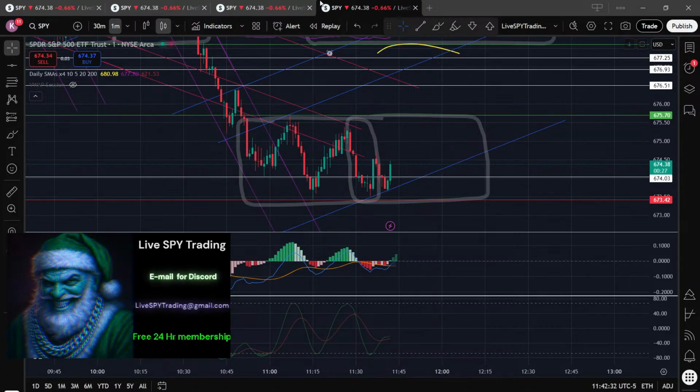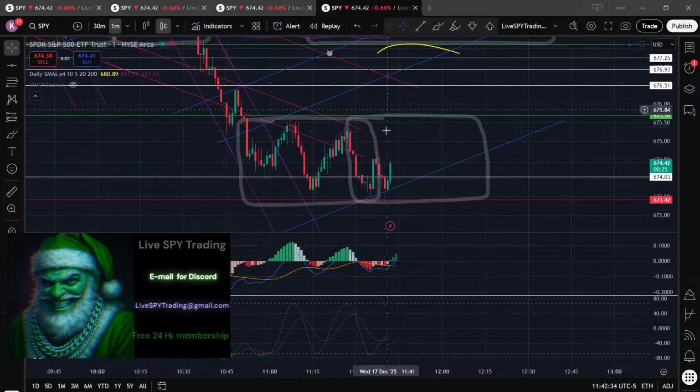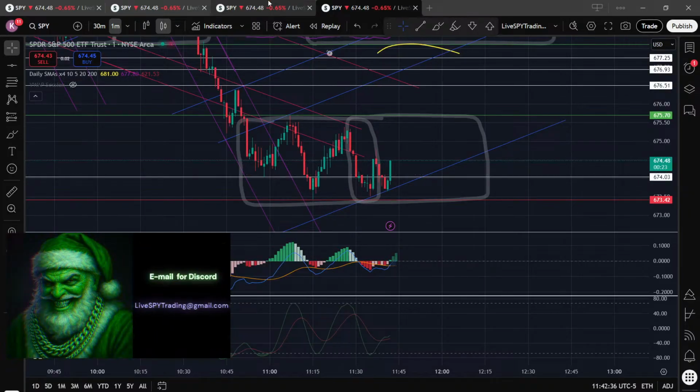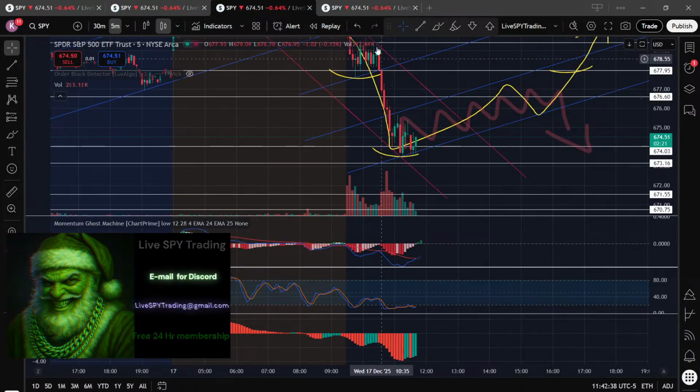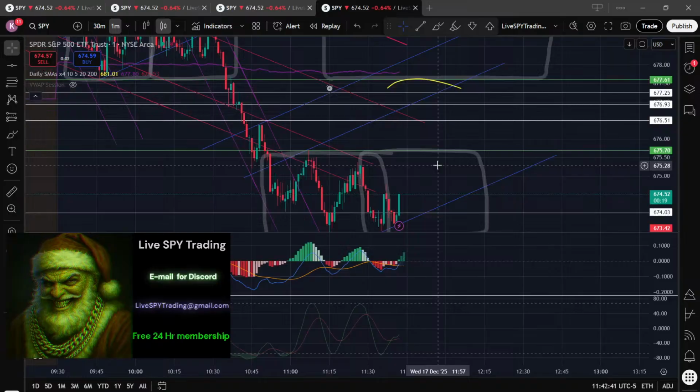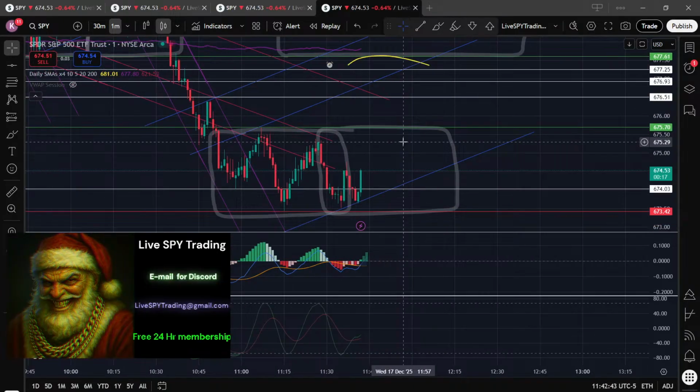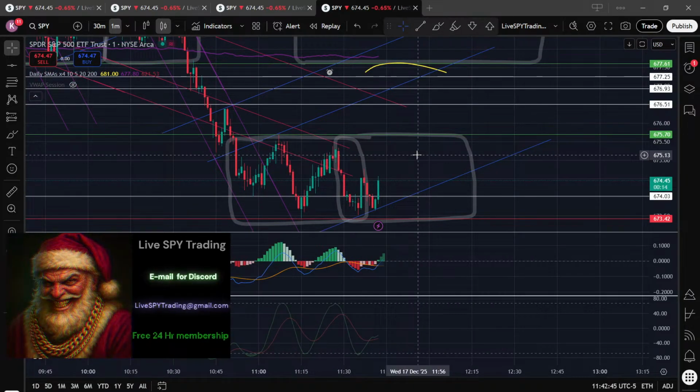You see how we use our 5-minute chart to identify, don't trust this 1 minute. We're guiding off the 5 minute. We're all using it together. It all works together. That's why when we lost the 30-minute, that was a big loss.